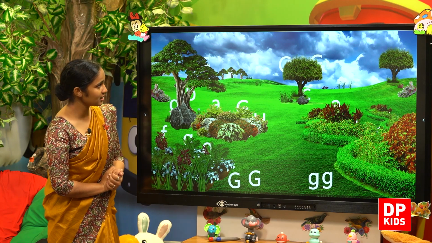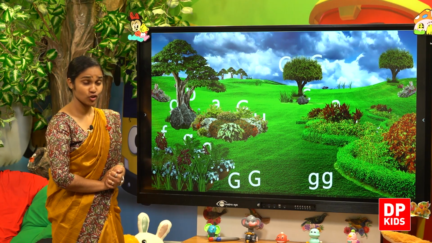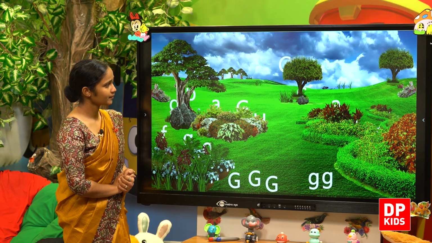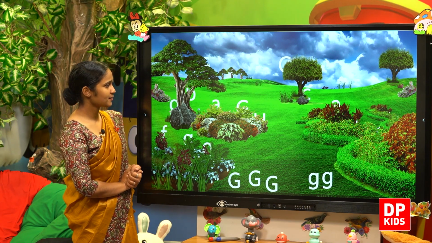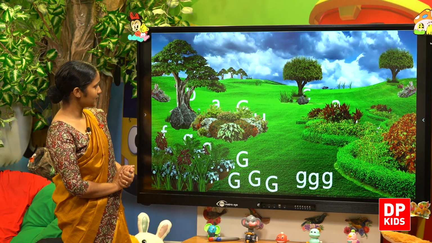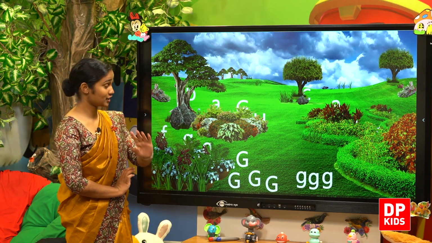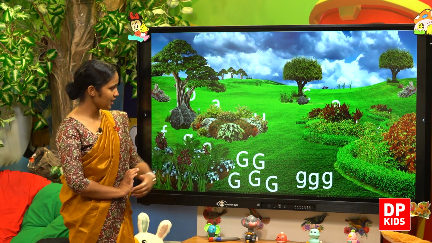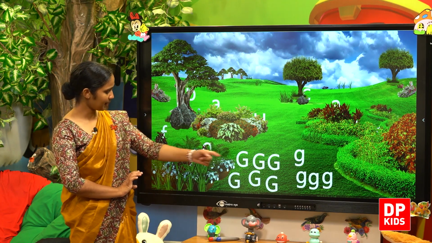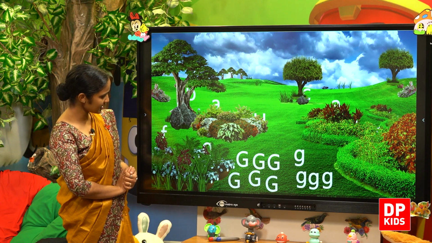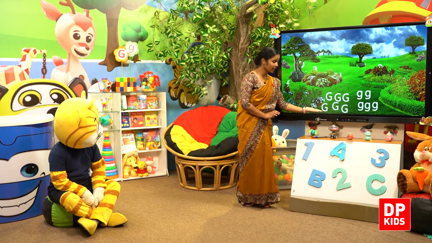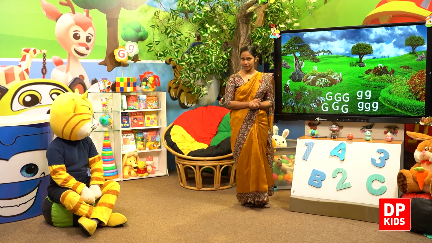Yes, capital G. Is that capital G? No, it is A. Yes, capital G. C, that is letter C. Yes, capital G. Simple G. That is, no, that is not G. Capital G. Simple G. We can see some more letters. Yes, capital G. What is this? Yes, that is B. Yes, C. Simple G. So we have collected all the capital G's and all the simple G.